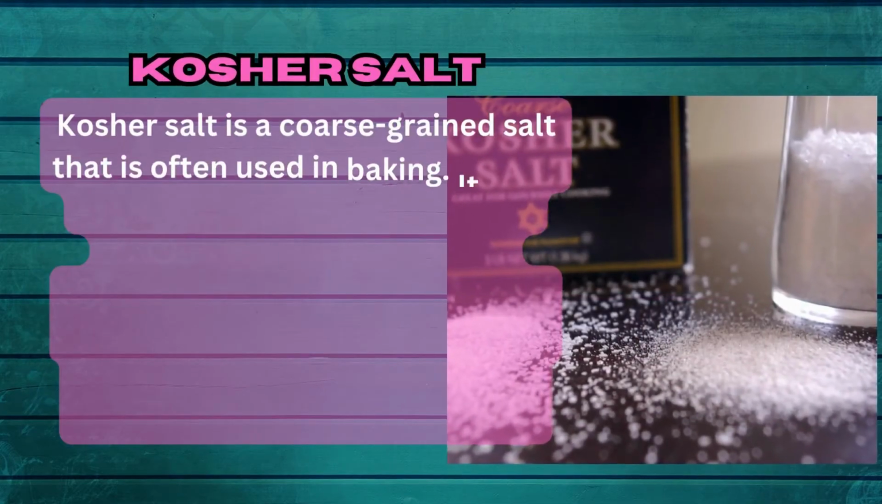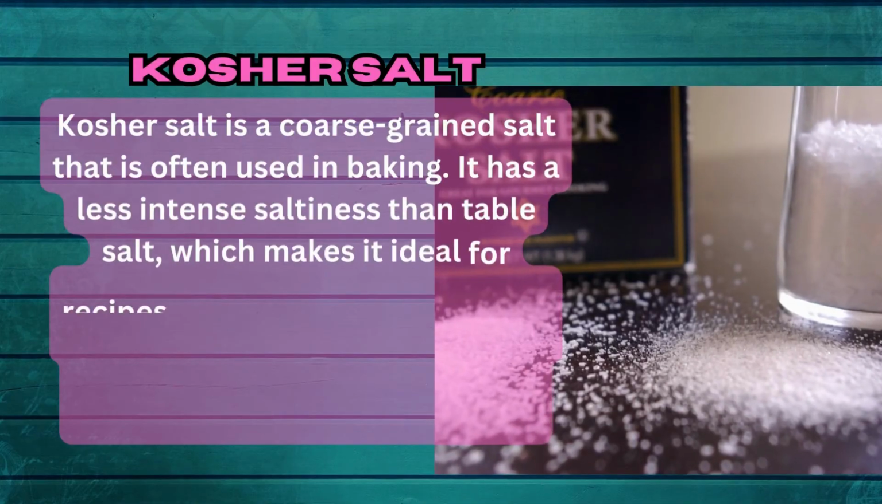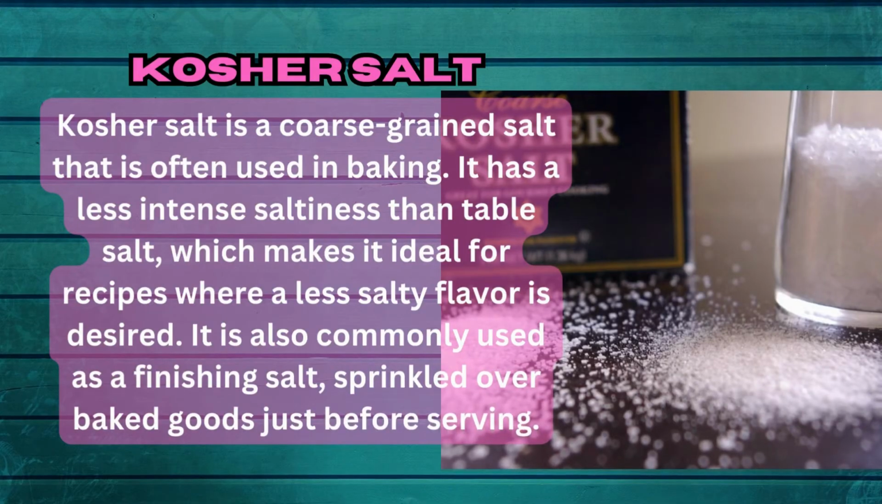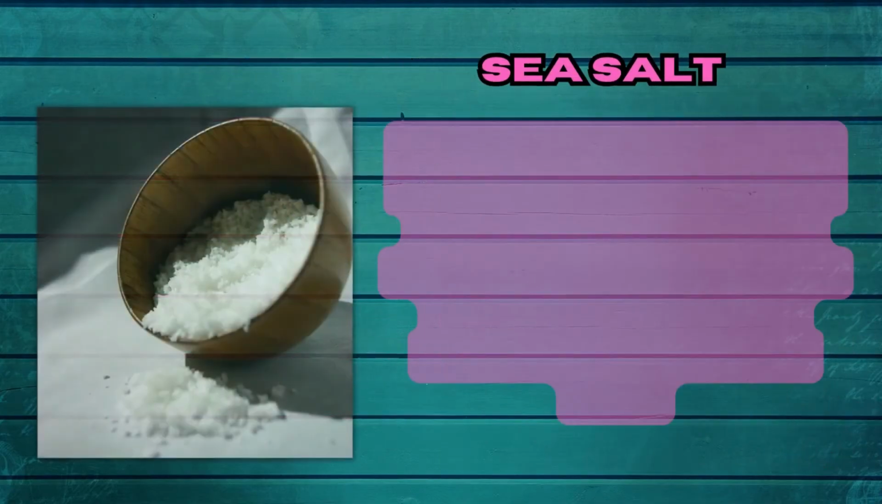B. Kosher salt. Kosher salt is a coarse-grained salt that is often used in baking. It has a less intense saltiness than table salt, which makes it ideal for recipes where a less salty flavor is desired. It is also commonly used as a finishing salt, sprinkled over baked goods just before serving.